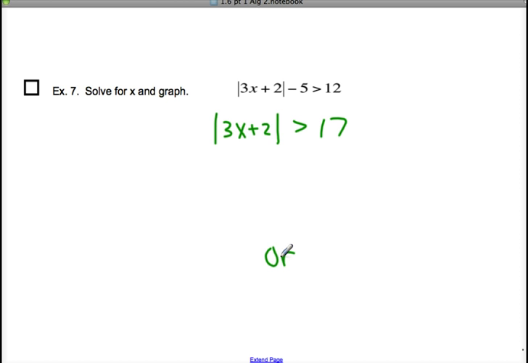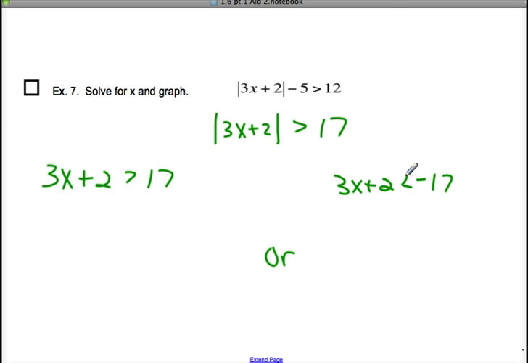Now I can set up two equations. I can set up, or inequalities. 3x plus 2 is greater than 17. And then the other one would be 3x plus 2. This is where it gets a little confusing. You need to change the 17 to a negative 17. When you change it to a negative, you need to switch the sign.